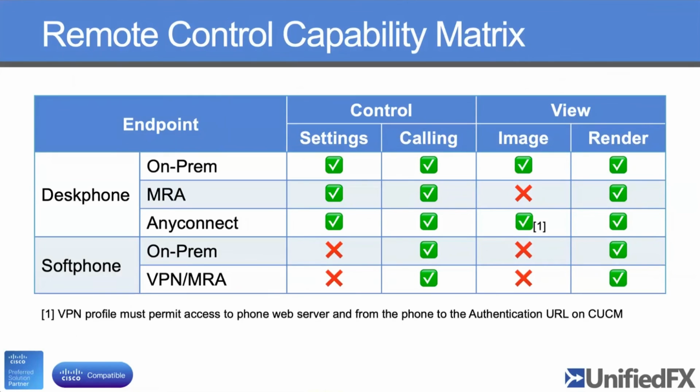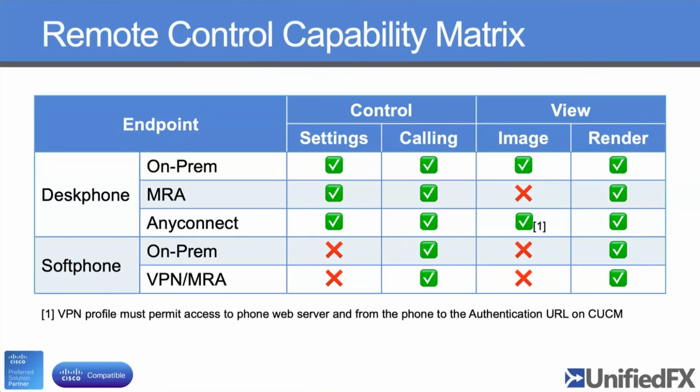It's a table just for reference really on the different aspects of desk phones and soft phones working with PhoneView in terms of the different scenarios: on-prem, MRA, AnyConnect, and whether or not you can control it. Can you access the settings menu, for example? You can't do that on a VPN phone or a soft phone at any level. That doesn't exist, but you can still make calling operations on a soft phone. And then the view side of it, to see what's happening.